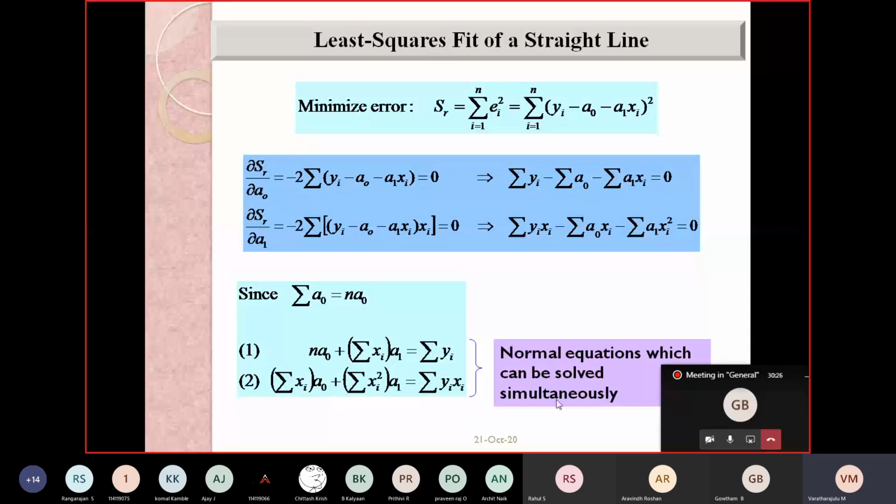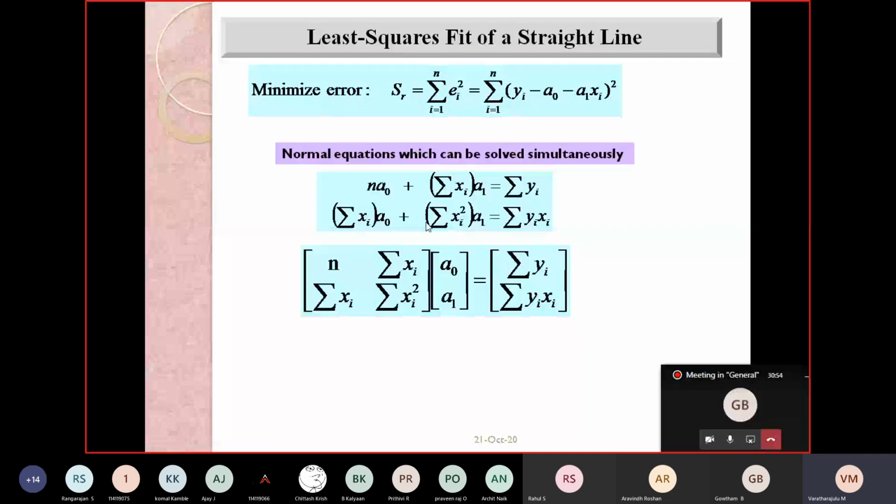These are the normal equations, which can be solved simultaneously, and this is the basic formula needed to get the straight line equation, the one-dimensional polynomial equation. During your school days, you learned a sigma x square plus b sigma x is equal to sigma xy, and a sigma x plus nb is equal to sigma y. In that way, I think you have learned. Here the variation is in the terminology. This can be written in matrix form.